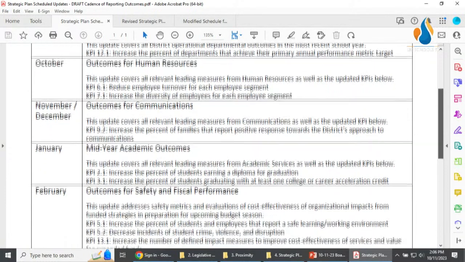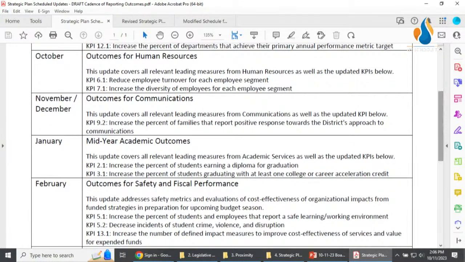When we get to November and December, that is when the board has its reorganization, but it's also when we'll hear from the communications outcomes. So this really talks about how the engagement is going and specifically targeting our families, but all relevant leading measures from communications as to how they are trying to engage various stakeholder groups.